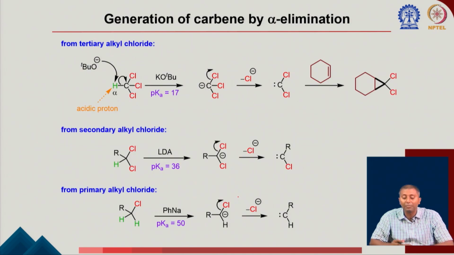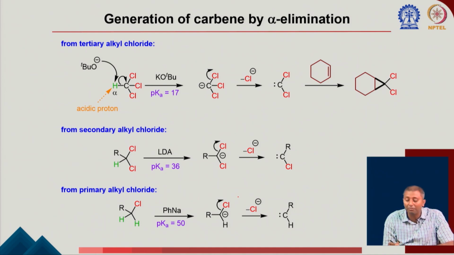So, here is the example of alpha elimination. I think alpha elimination is a very important reaction, and it was one of the early discoveries of carbene, where using NaOH and chloroform it can form the dichlorocarbene, which is still useful in organic synthesis.